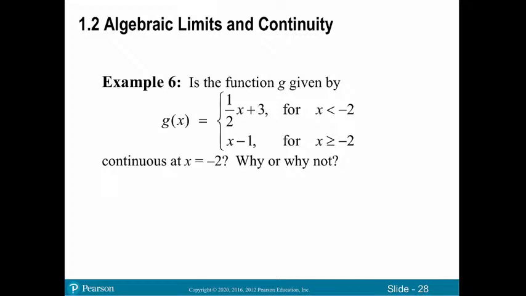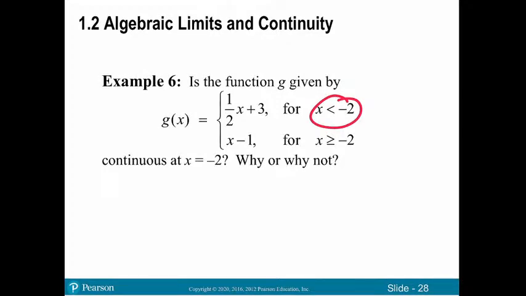Anyway, okay. So in this example, is the function g given by this continuous at x equals -2? We have this piecewise function, and we see something happens to the left of -2 and something happens to the right of -2. In order for this to be continuous at x equals -2, we need to satisfy those three conditions. The first condition, we need to show that it's defined. We need to evaluate g of -2.